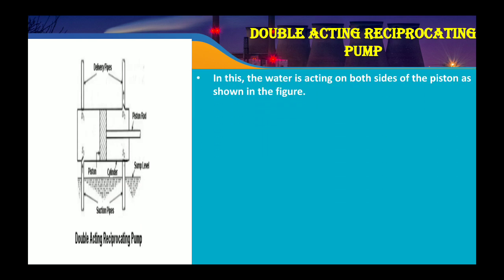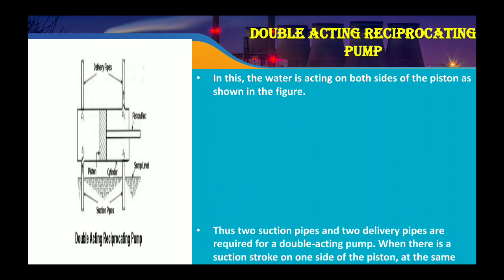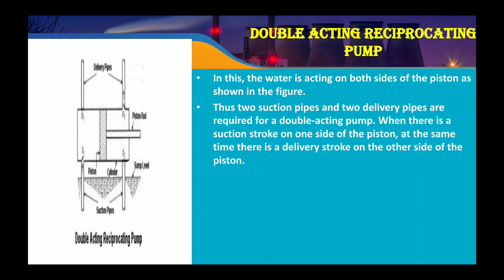In this, the water is acting on both sides of the piston as shown in the figure. Thus, two suction pipes and two delivery pipes are required for a double acting pump. Here you can see there are two suction pipes and two delivery pipes in the double acting reciprocating pump. When there is a suction stroke on one side of the piston, at the same time there is a delivery stroke on the other side of the piston.